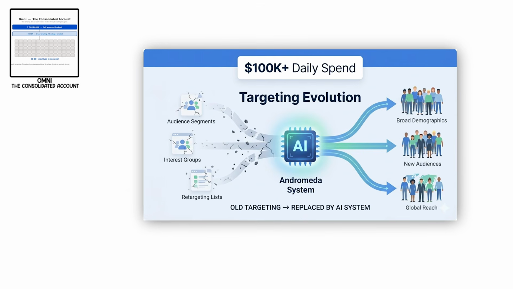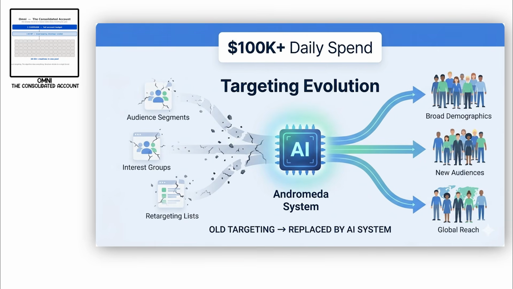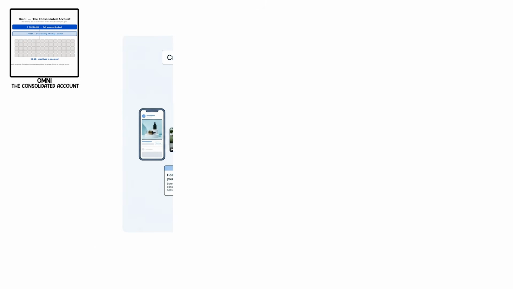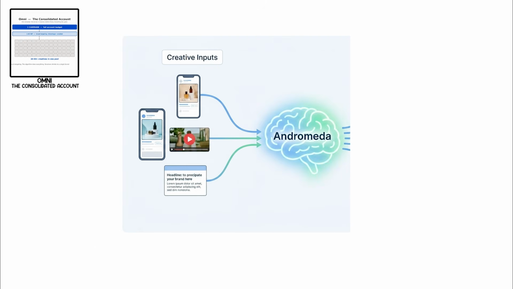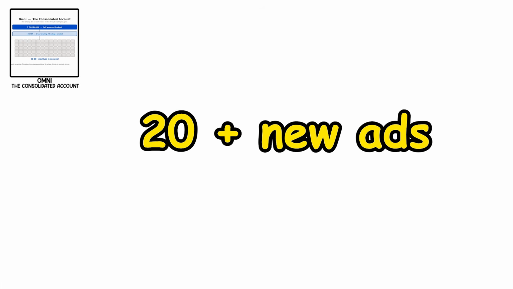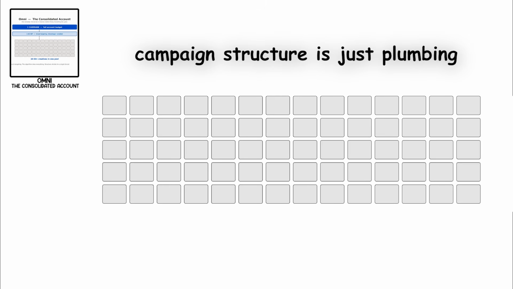And the reason this is showing up on accounts spending 6 figures a day is that Andromeda fundamentally changed what targeting even means. Your creative is the targeting now. Meta reads every ad you upload, the hook, the visual, the voiceover, and it decides who to show it to based on what the creative is saying, which means the more diverse creative you give Andromeda, the more types of buyers it can find. Brands running this structure are testing 20 plus new ads a month. Their creative library is the entire strategy. The campaign structure is just plumbing.